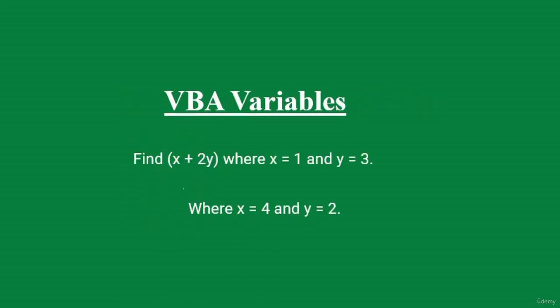For example, in high school, we learned about algebra. Find x plus 2y where x is equal to 1 and y is equal to 3. In this expression, x and y are variables. They can be assigned any numbers. They can also be changed to say 4 and 2 respectively. Variables, in short, are memory locations. As you work with Excel VBA, you will be required to declare variables, just like in algebra classes.